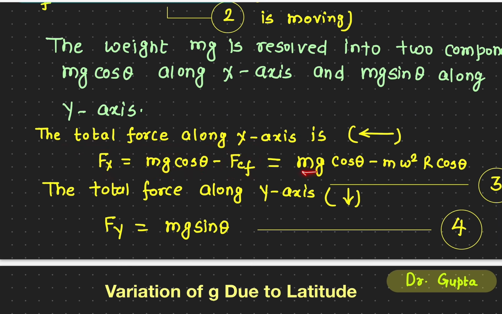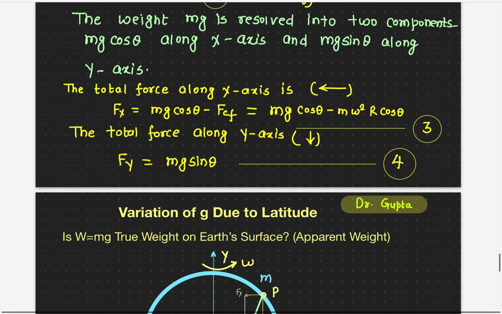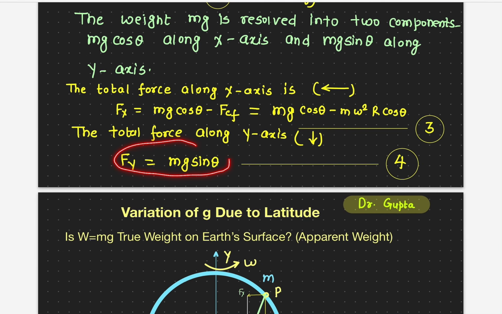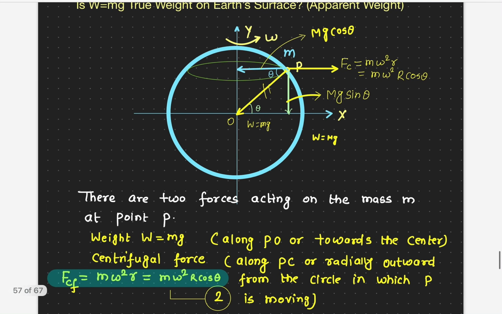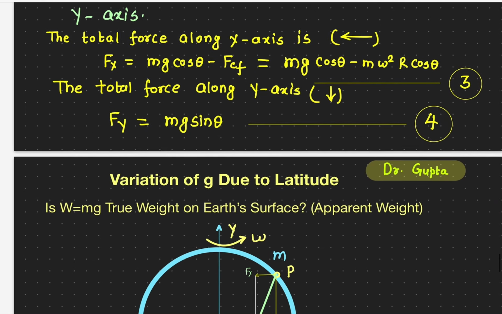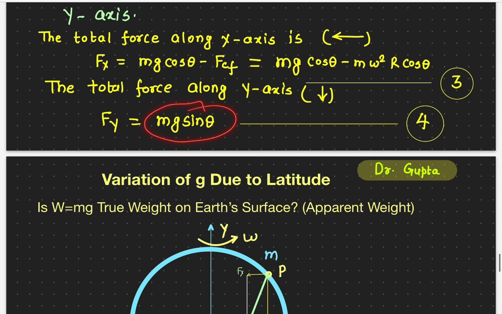So mg cosine theta, and what is the centrifugal force? m omega square cosine theta. Okay. And now what is the total force along the y-axis? So along the y-axis, there is only one force, which is mg sine theta. That's what I have written down, mg sine theta. Life becomes so much easier once we have understood this portion.